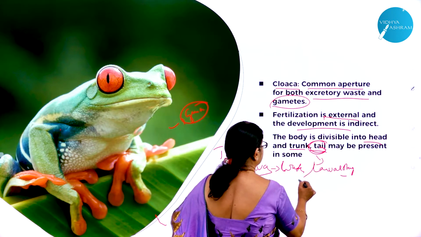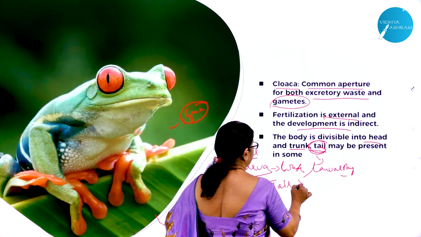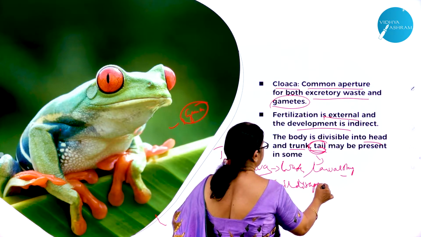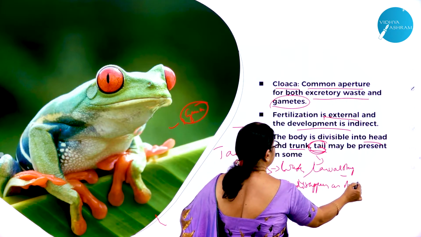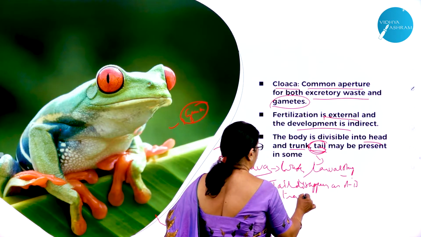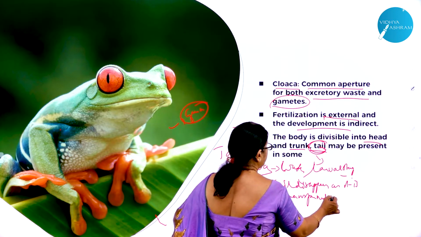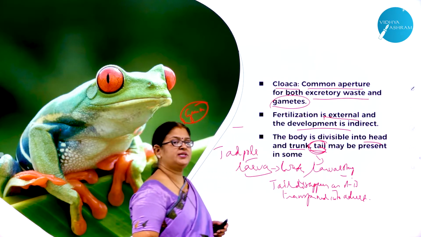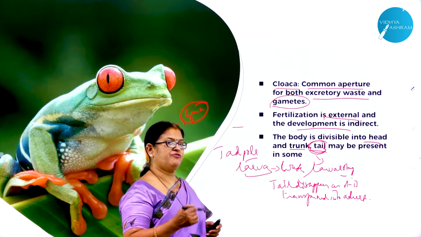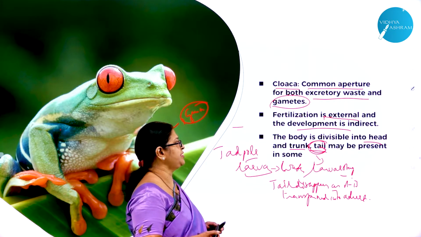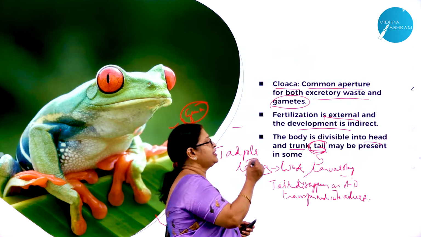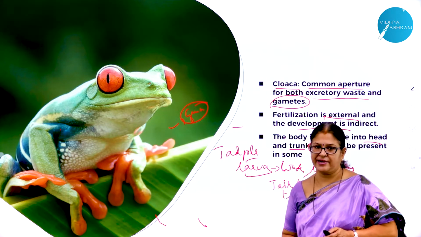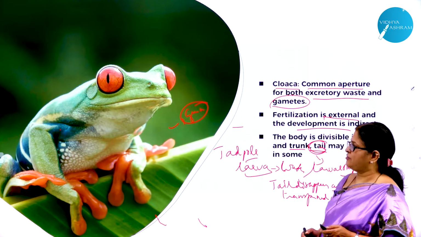But it disappears. Tail disappears as it is transformed into adult. So once it is transformed into adult, you don't find the tail. So the body is divisible into head and trunk. All these are the very important characteristic features of class Amphibia.